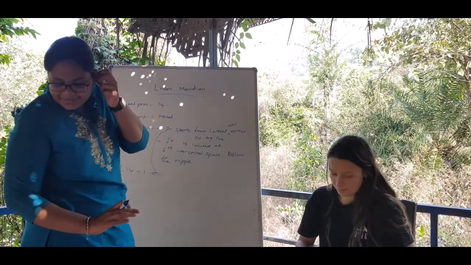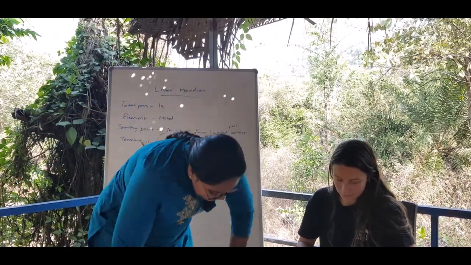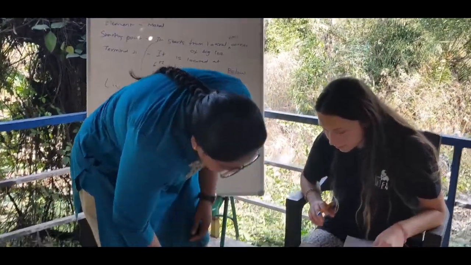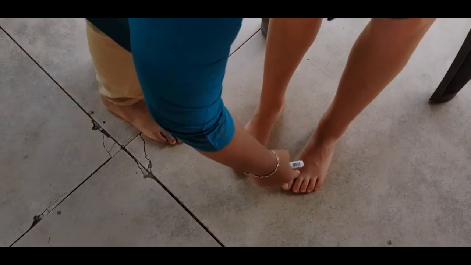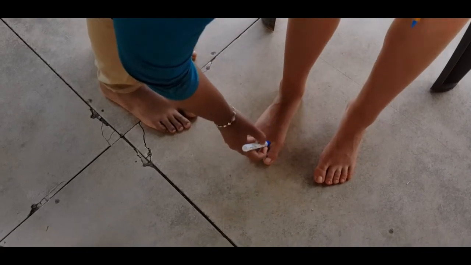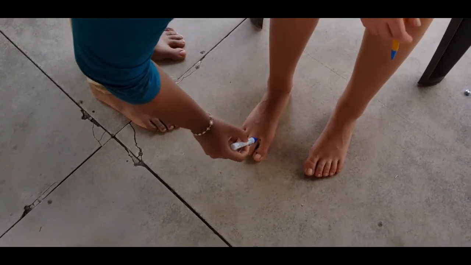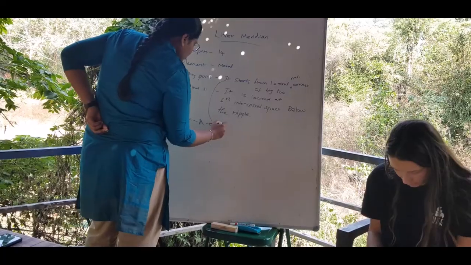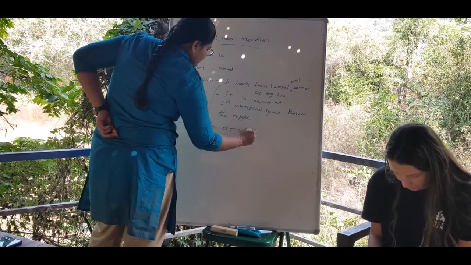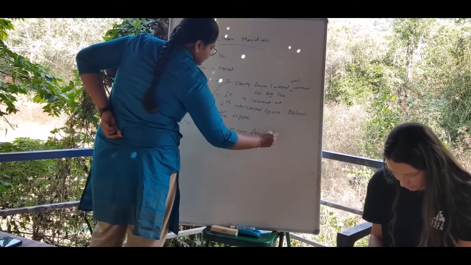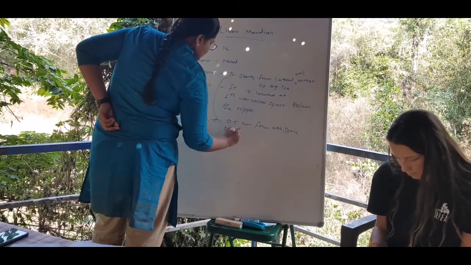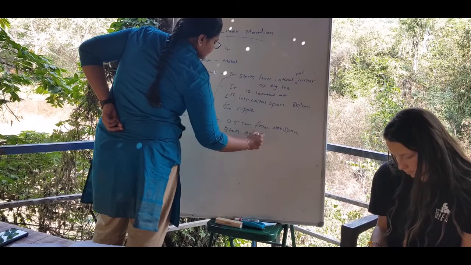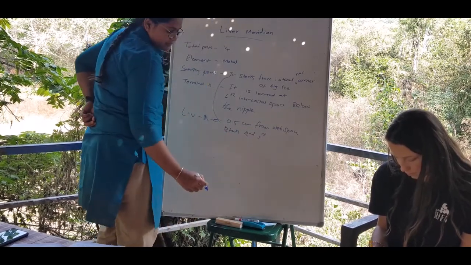It is exactly located 0.5 tune, and 0.5 tune means half of the finger, right? 0.5 tune from the web space. It is located here, 0.5 tune from the web space, between the first and second toe.